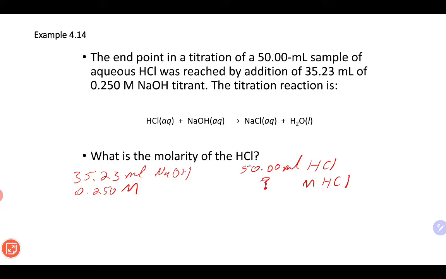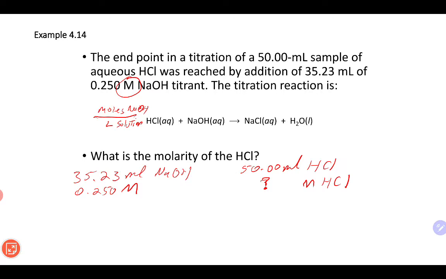Now, recall that molarity is a fraction. That capital M means moles NaOH per liter of solution. So that's going to be one of my conversion factors. When you're given the molarity, you're going to use that as a fraction. So it's going to be either moles over liters or liters over moles.